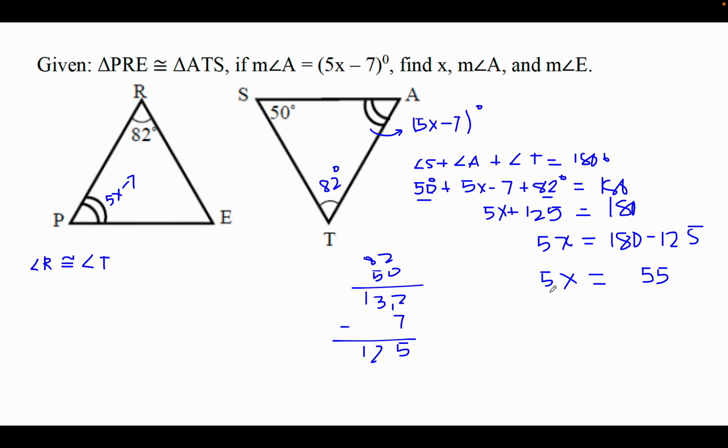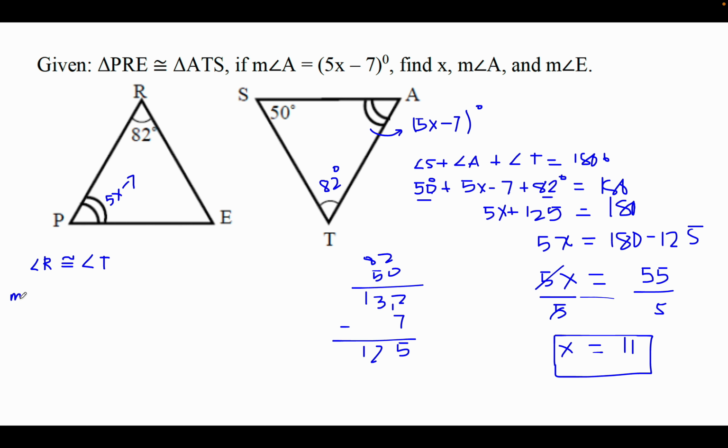55 degrees. Then, divide both sides by 5. Then, cancel this out. Then, x is equal to 11. Therefore, x is 11. So, x pa lang yan ha. We haven't found the value of angle A yet. So, x is 11. So, what we're going to do is substitute 11 for x to solve for angle A.